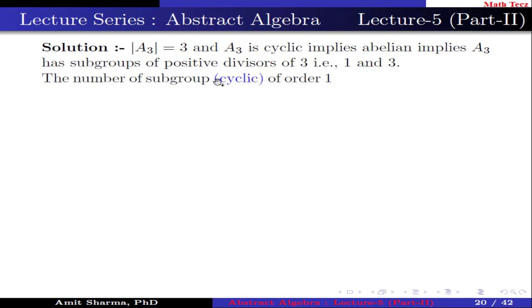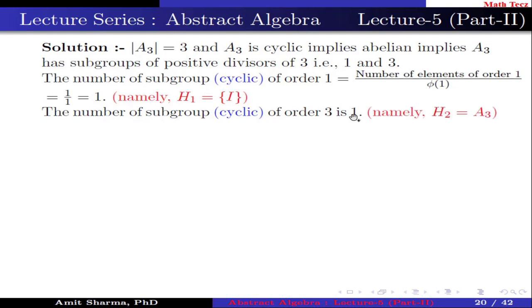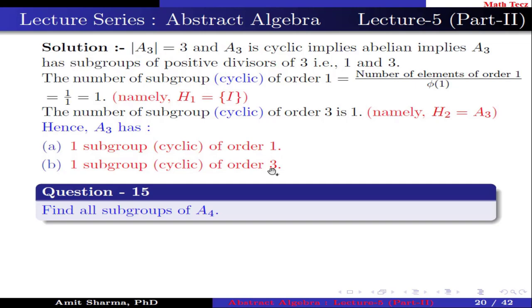The number of subgroups of order 1, which is cyclic, equals the number of elements of order 1 divided by phi of 1, which is equal to 1. And the subgroup is H1, which contains the identity. The number of subgroups of order 3, which is cyclic, is 1. And the subgroup is H2, which is equal to A3. Hence, A3 has one cyclic subgroup of order 1, and one cyclic subgroup of order 3.